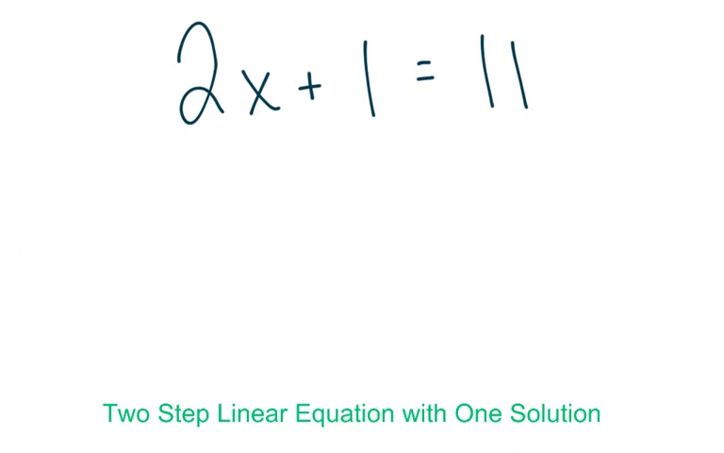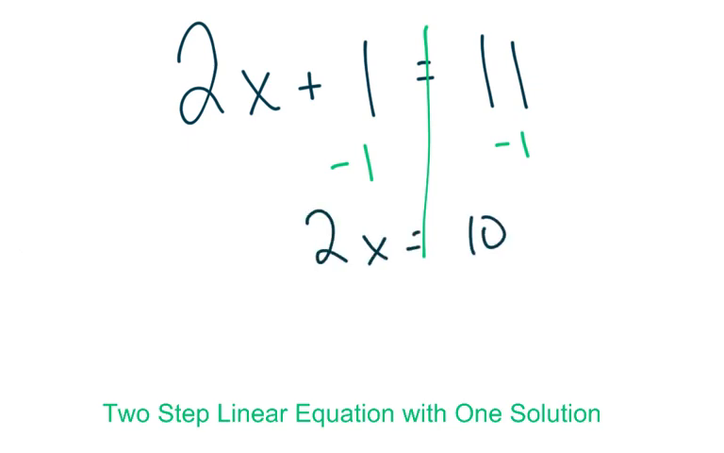And there's one solution. What I mean by that is when I solve this equation, I will end up with only one possible number that could go in for x. The only possible number that goes in for x is 5. That's the only number that works. No other numbers can go in for x, only 5. That means there's one solution.